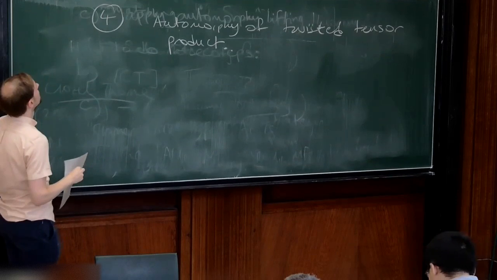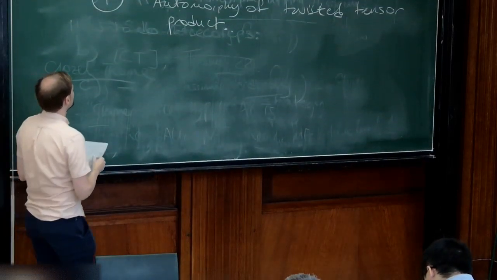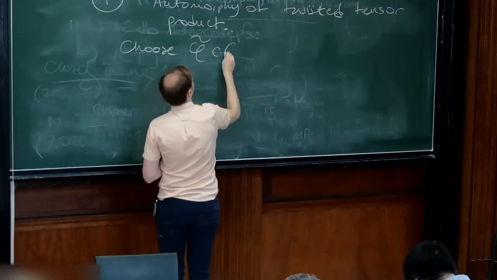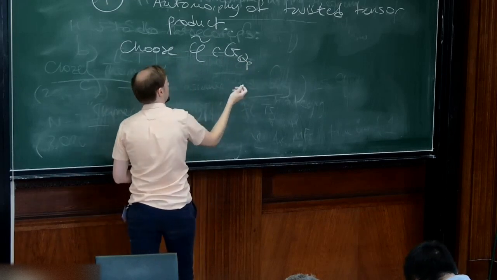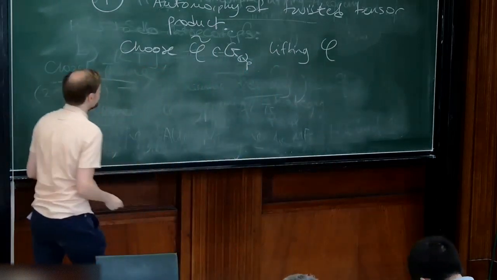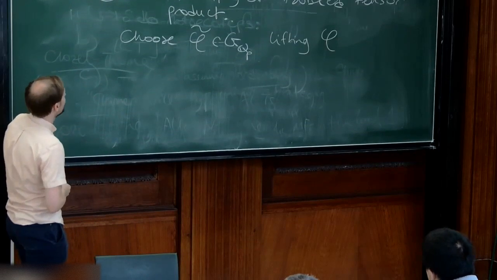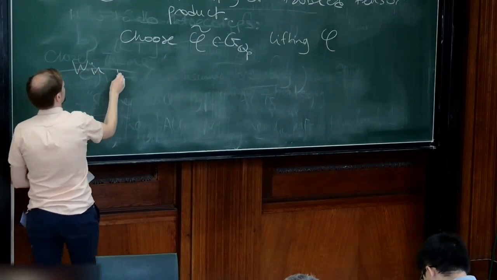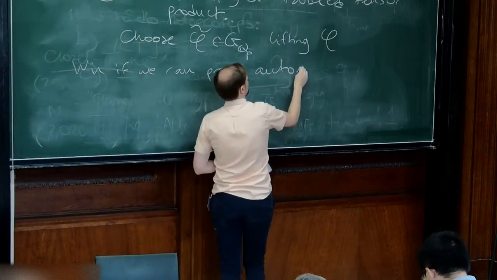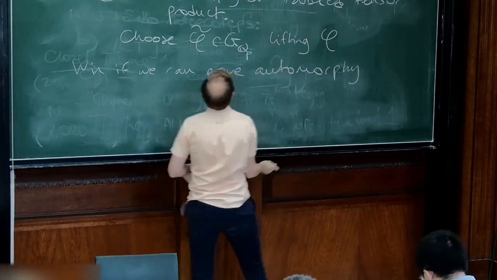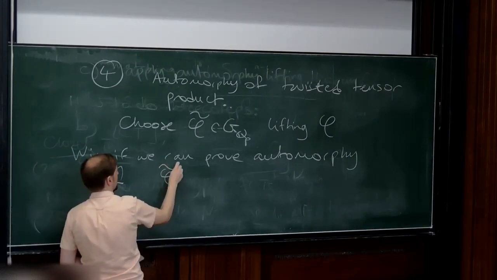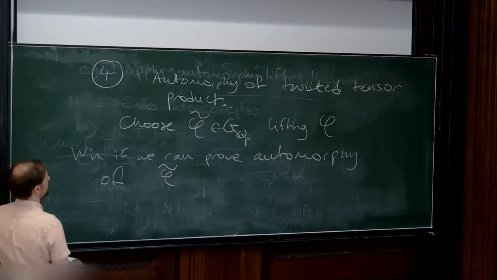Okay. So what's the setup? We can choose a Frobenius lift in the absolute Galois group of Q_p, lifting our arithmetic Frobenius. And then we would be happy if we can prove automorphy of the following: we apply this Frobenius lift to the coefficients of our two-dimensional Galois representation.